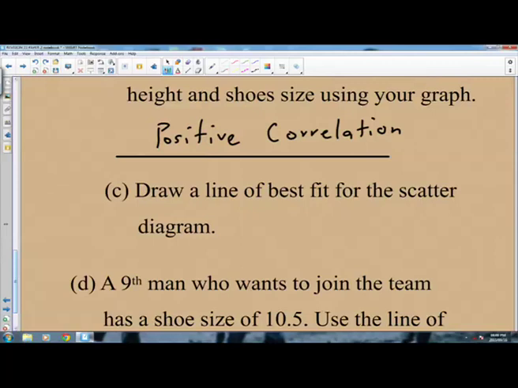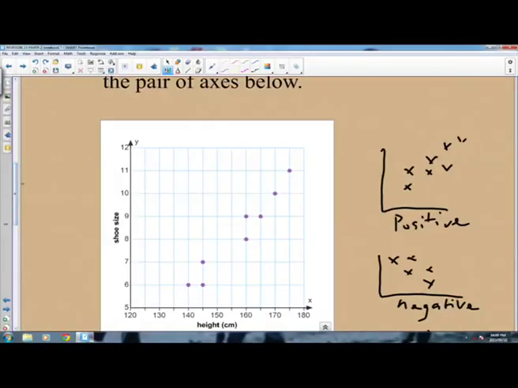Draw a line of best fit for the scatter diagram. So you are expected to draw the line of best fit. But then how do you draw the line of best fit? You draw the line of best fit by inspection. You just need to look at your points. This is our graph here, and it says draw the line of best fit. When you draw the line of best fit, you make sure that the line is passing closer to most of the points. I'm not saying it's passing through most of the points, but it has to pass closer to most of the points, and you draw it by inspection.